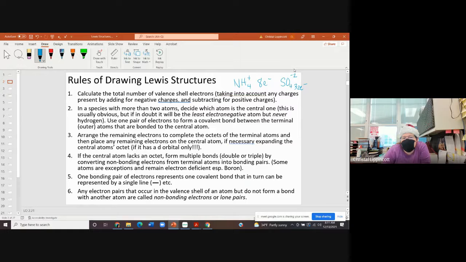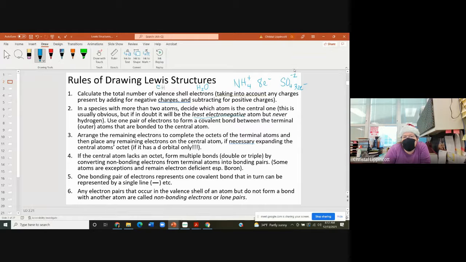Then, in the species with more than 2 atoms, you're going to decide which one's the central. So the central one is going to be the least electronegative. The nice thing about that is typically the least electronegative is always listed first in the formula. So if you did this, for example, your hydrogen would be your least electronegative. Now there's a problem because hydrogen's always on the end, so that's not a great one to show. Let me see if I can think of another one off the top of my head.